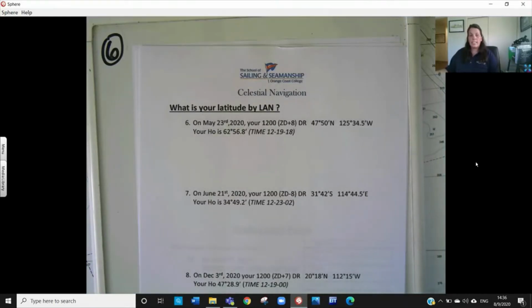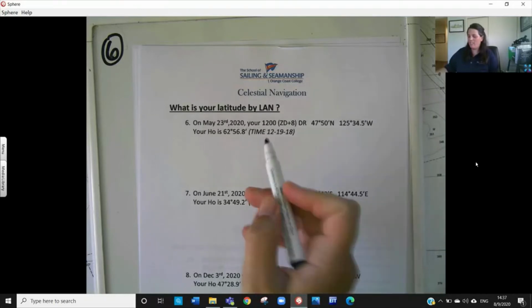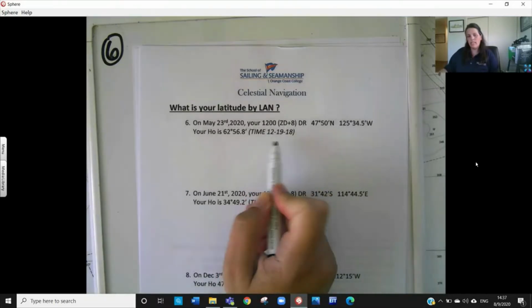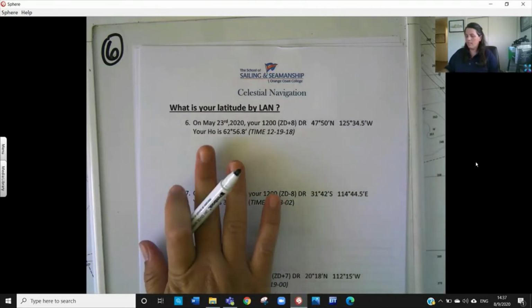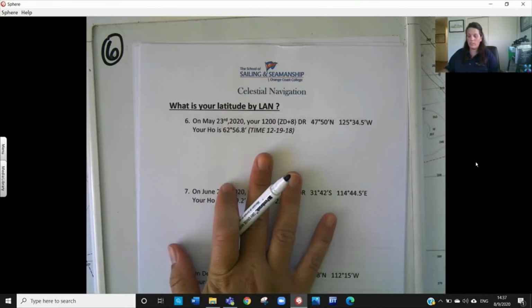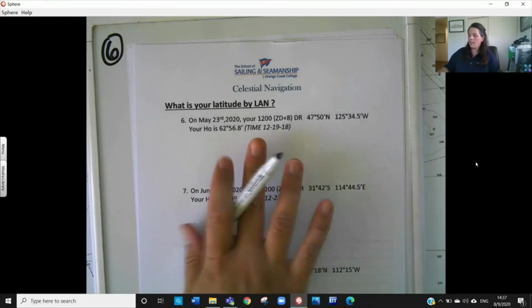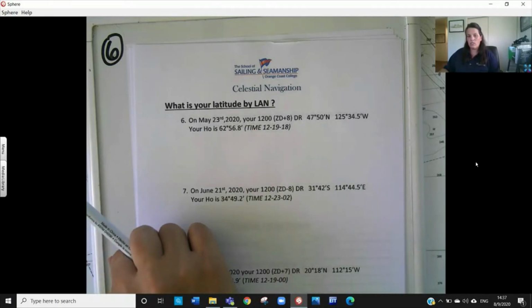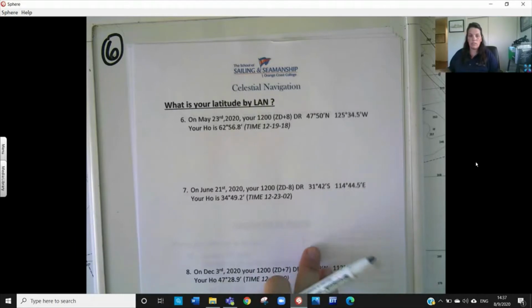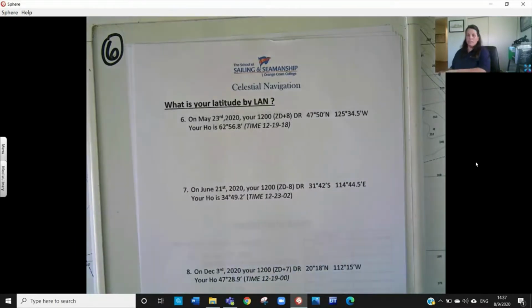Okay, so for the next section of homework, we're figuring out what our latitude is by LAN. So we're using the first 5 problems for the time. So I've written out the time. Make sure that your worksheet has these corrections. The first copy of it needed to be edited. So it has time, and then also has our HO, not our HS. So there's a few corrections. Make sure you have the most up-to-date one. But let's get started.